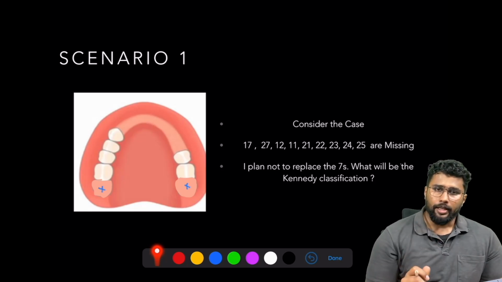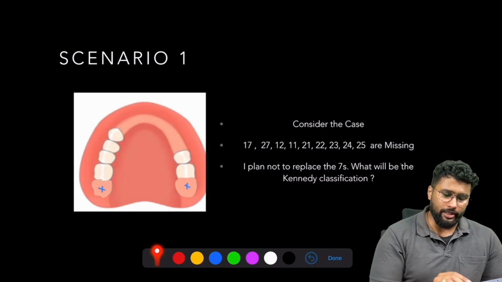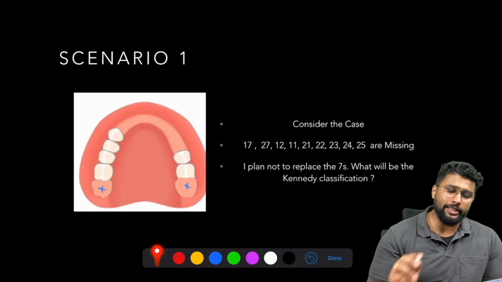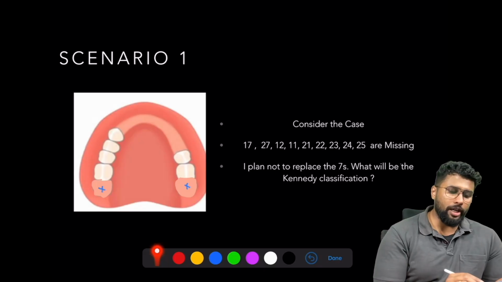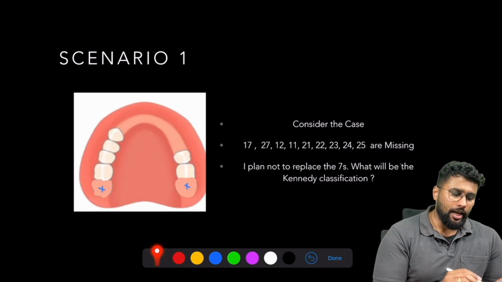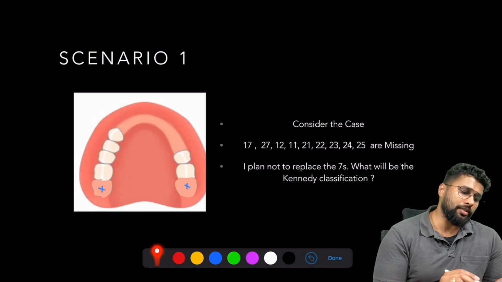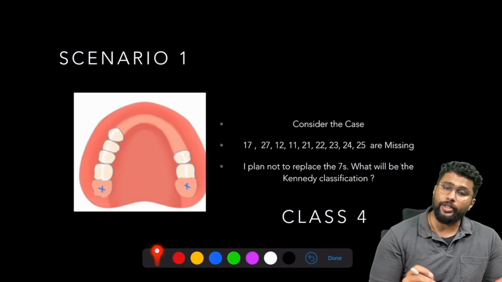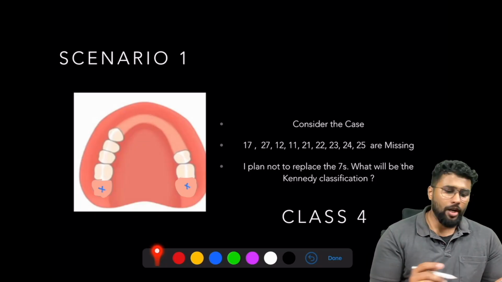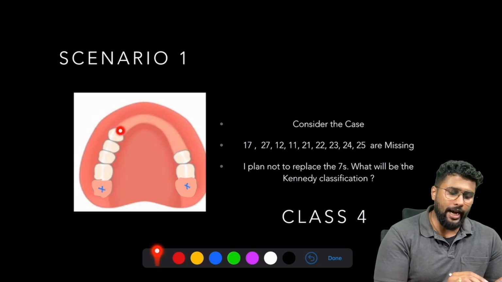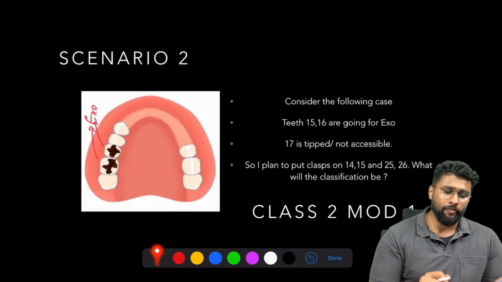Look at this. Consider this case where all these teeth are missing. I plan not to replace the 7s. What do you think the classification would be? If I'm not replacing this, then in effect, I have 2 posterior edentulous sides with one anterior edentulous span crossing the midline. So that would make it a class 4, right? Because these teeth are not being replaced, I do not have to consider them in the classification. So I only have to think of these teeth, and the anterior missing span. If you have an anterior missing span that is crossing the midline, that makes it a class 4.